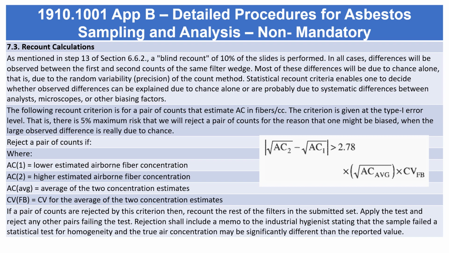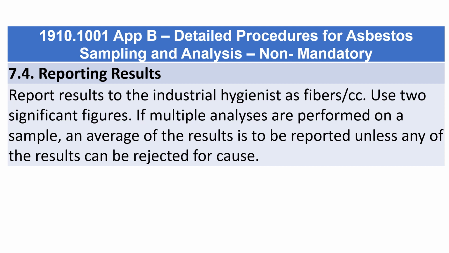If a pair of counts are rejected by this criterion, then recount the rest of the filters in the submitted set. Apply the test and reject any other pairs failing the test. Rejection shall include a memo to the industrial hygienist stating that the sample failed a statistical test for homogeneity and the true air concentration may be significantly different than the reported value. 7.4. Reporting results. Report results to the industrial hygienist as fibers/cc. Use two significant figures. If multiple analyses are performed on a sample, an average of the results is to be reported unless any of the results can be rejected for cause.